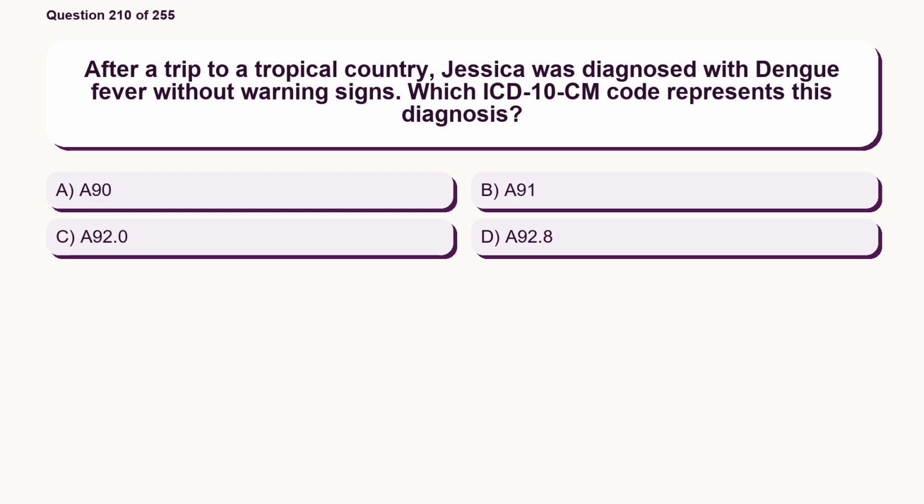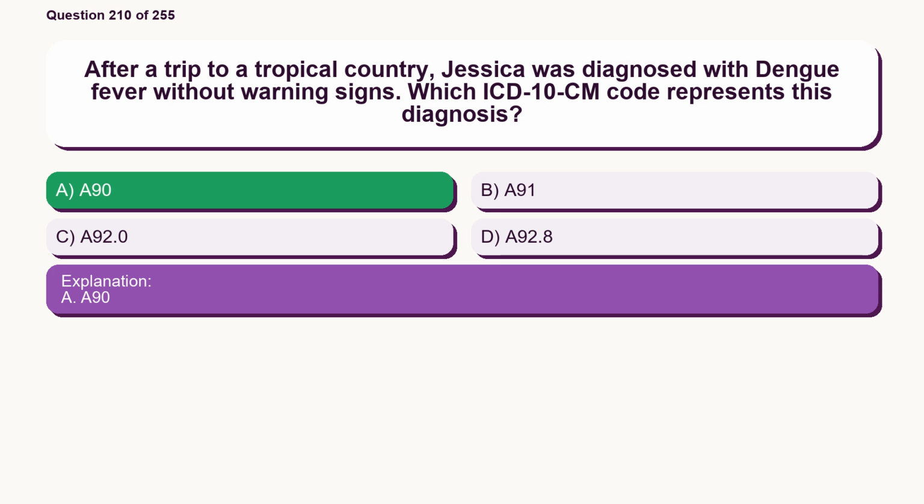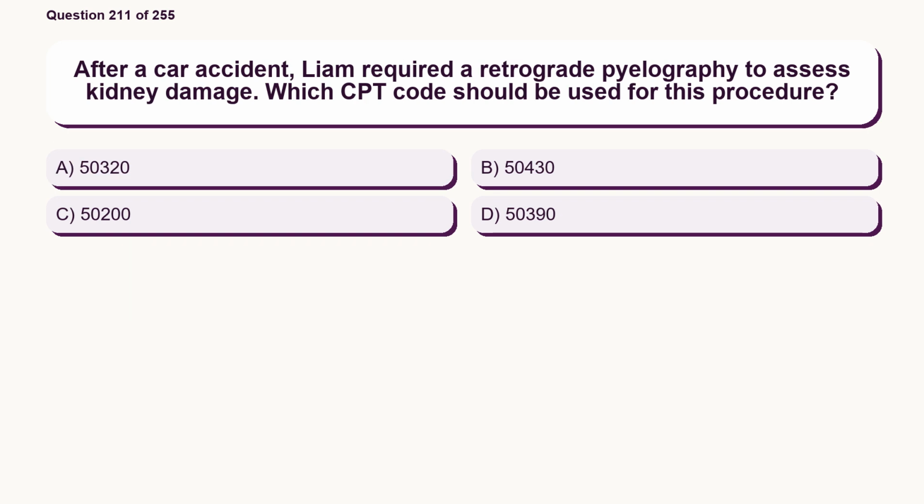After a trip to a tropical country, Jessica was diagnosed with dengue fever without warning signs. Which ICD-10-CM code represents this diagnosis? Option A, A90. Option B, A91. Option C, A92.0. Option D, A92.8. The correct answer is option A, A90. Question 211.